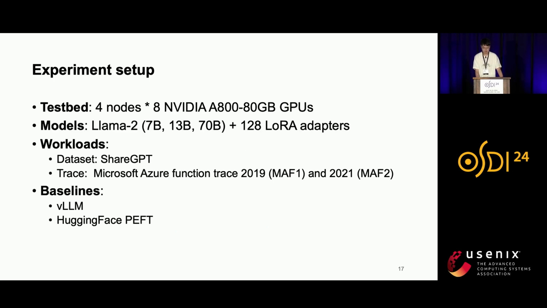In our experimental setup, we conducted large-scale experiments using 4 nodes, each with 8 NVIDIA A800 GPUs, testing the performance of 128 LoRA adapters while serving Llama 2 models of various sizes. The workload was selected from the ShareGPT dataset of human-machine conversation. Since there was no available request arrival pattern at the submission time, we used the Microsoft Azure trace to generate it. The trace is also commonly adopted in previous works. For our baseline, we selected the state-of-the-art solutions at the submission time, vLLM and HuggingFace PEFT.